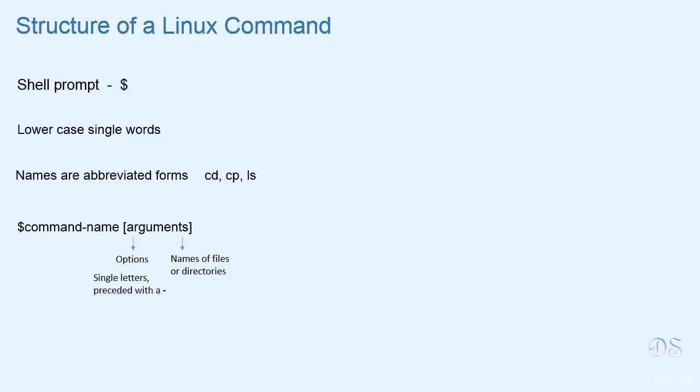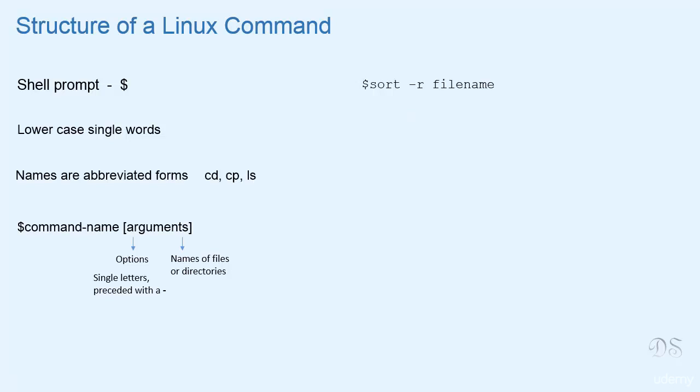Options are special single letter arguments that modify the behavior of a command. They are usually preceded with a dash to distinguish them from file names. For example, in this command, sort is a command name and -r is the option. There should be no space between the dash and r. After that, we have the file name argument. Here, this -r option tells the sort command to sort in reverse order. So, a command can be made to behave in different ways by specifying different options.